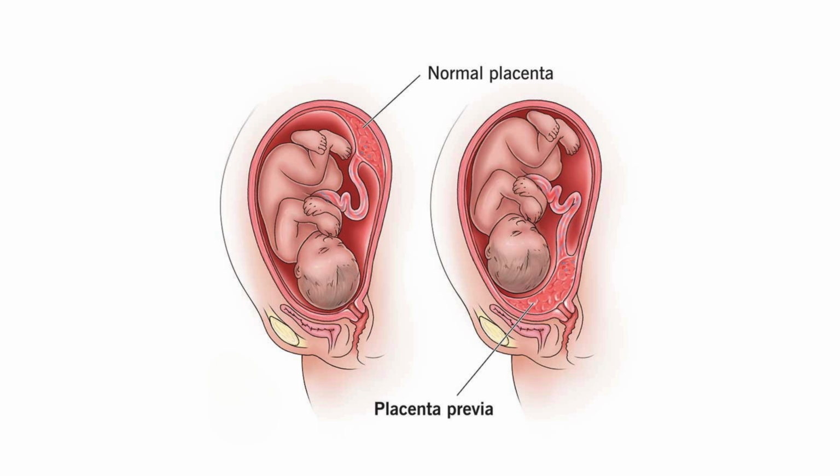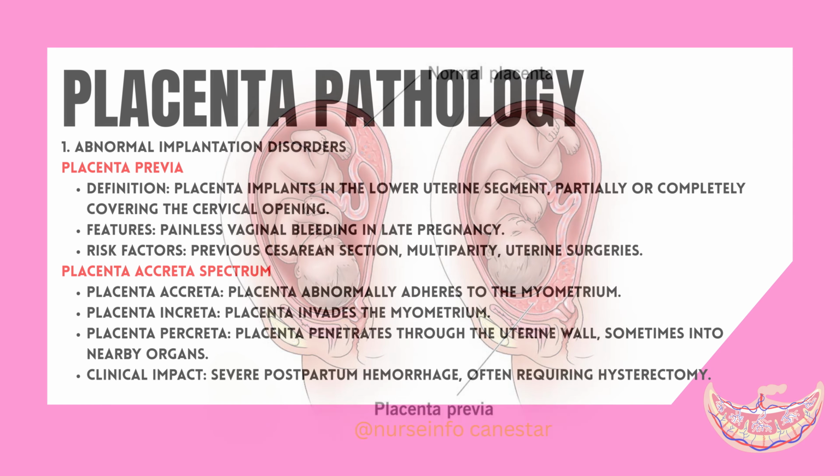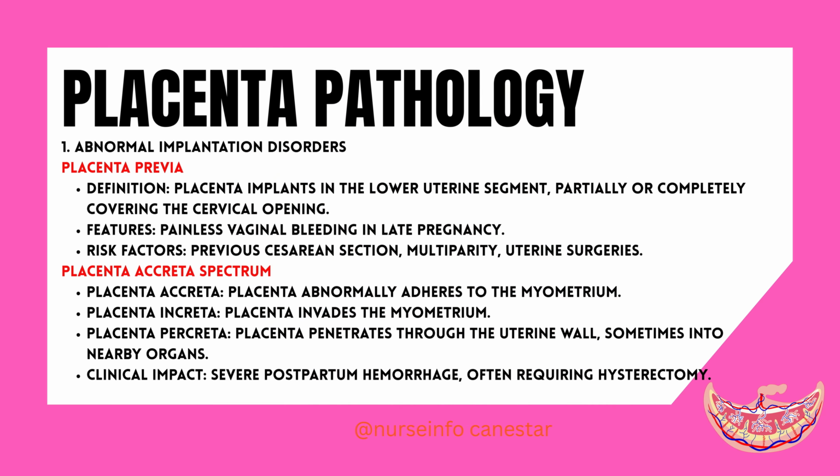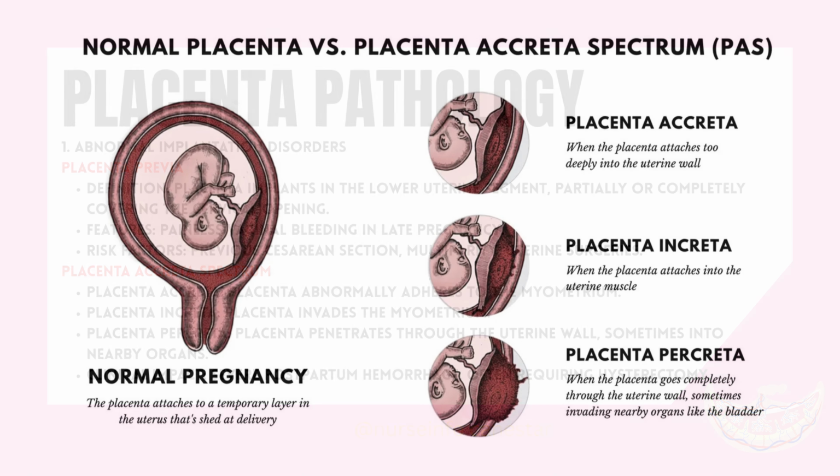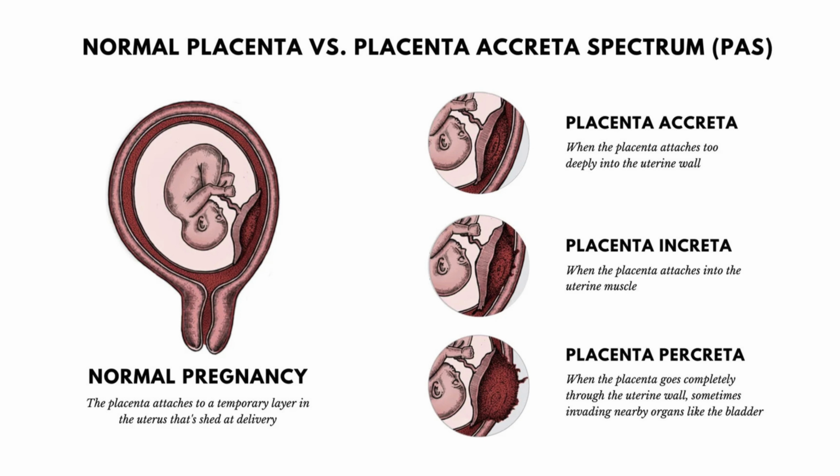1. Abnormal implantation disorders. Placenta previa. Definition: placenta implants in the lower uterine segment, partially or completely covering the cervical opening. Features: painless vaginal bleeding in late pregnancy. Risk factors: previous cesarean section, multiparity, uterine surgeries.